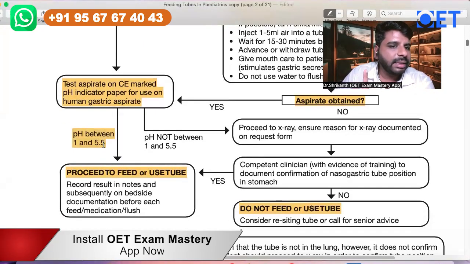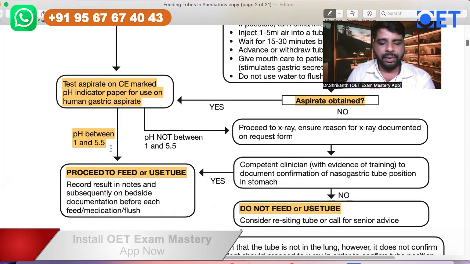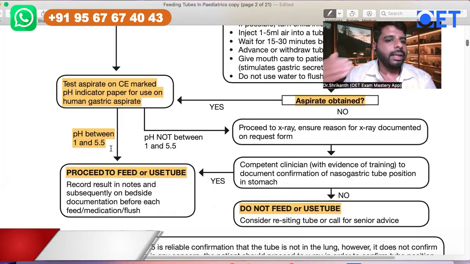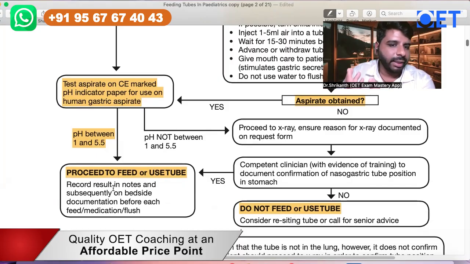Now, when is it safe to use an NG tube in a patient? If the pH is between 1 and 5.5. If the pH is between 1 and 5.5, now it is safe to proceed to use the feeding tube. So this is when we know that it is safe.